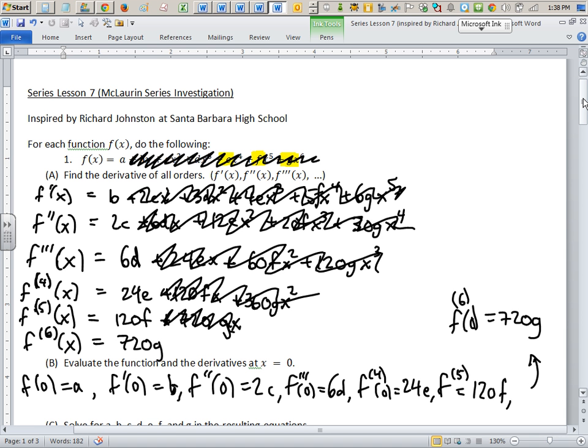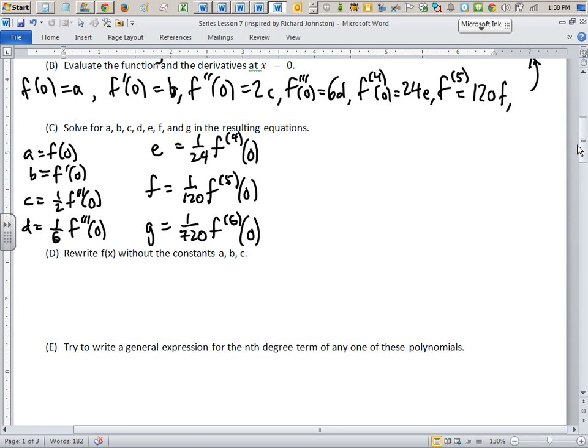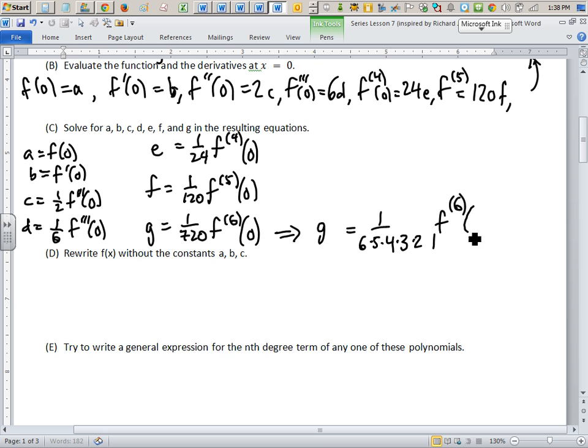And this 120 came when we did 4 times 30 earlier. And the 30 came from doing 6 times 5 earlier. Right? So one way to think of this is you could come back down here now and look at these. You could think of this as g is really 6 times 5 times 4 times 3 times 2 times 1 times the sixth derivative. I mean, 720 is literally 6 times 5 times 4 times 3 times 2 times 1, also known as what? 6 factorial.